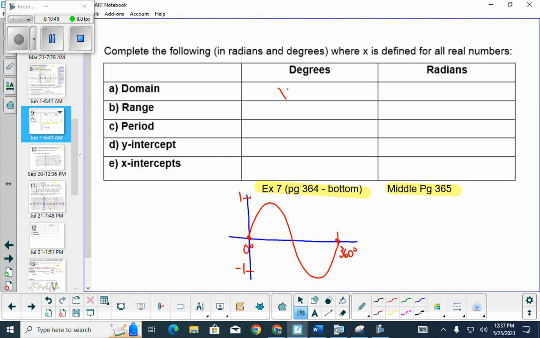So the domain is x is real. Because that wave pattern, remember, just repeats, repeats, repeats, repeats. It's the Energizer Bunny. Never stops. The range. It has a bottom of -1 and a top of +1. Bottom of page 364. Yeah.